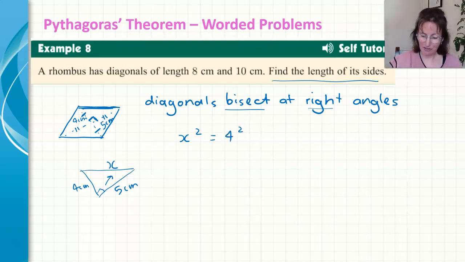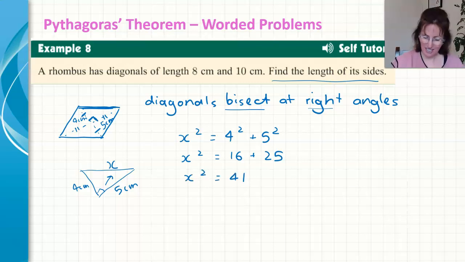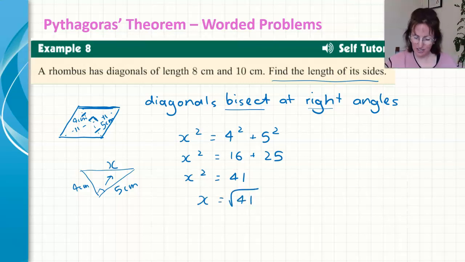X squared is equal to 4 squared plus 5 squared, the square of the other sides there. Working that out, we've got 16 plus 25, and therefore x squared is equal to 41. Undoing the square, is a square root on the right hand side, so x is equal to the square root of 41. What units? Centimetres. And you can leave it at square root of 41, or you can work that out as a number with a decimal.